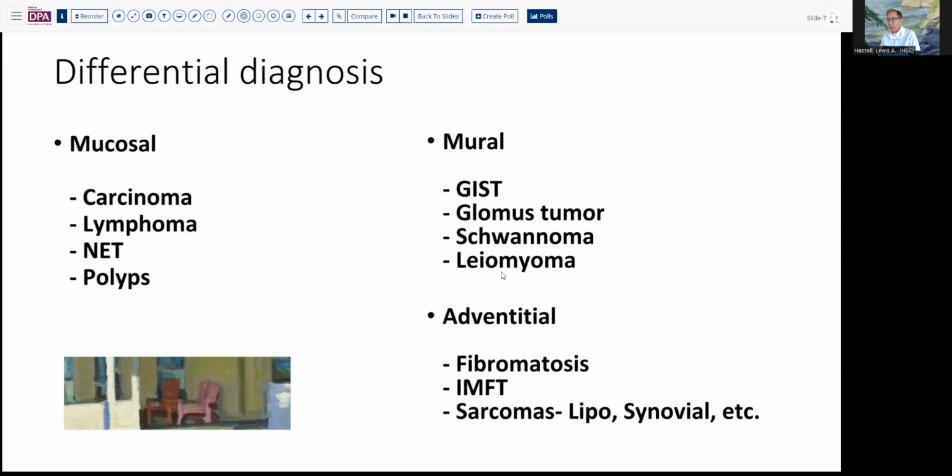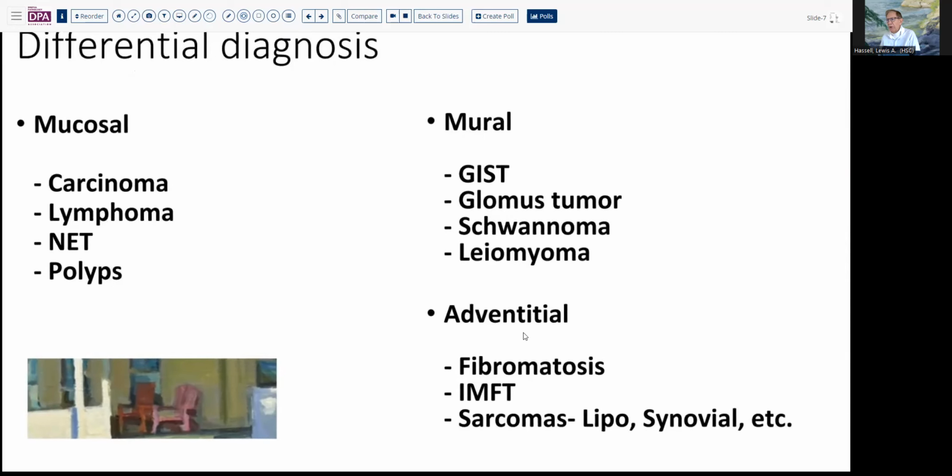And finally, tumors that tend to be a little bit more located towards the adventitial side of things, but that can occasionally protrude into the wall or seem as though they may originate from the wall, includes things like fibromatoses, inflammatory myofibroblastic tumors, and then a variety of sarcomas, which can include liposarcoma, synovial sarcoma, and a host of other sarcomatous lesions.